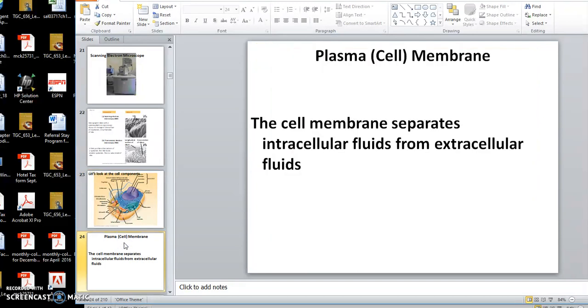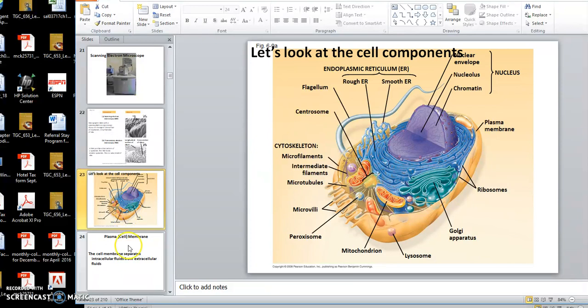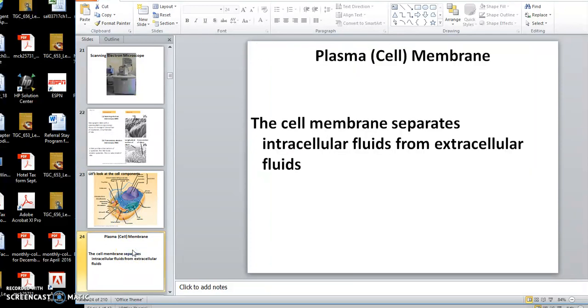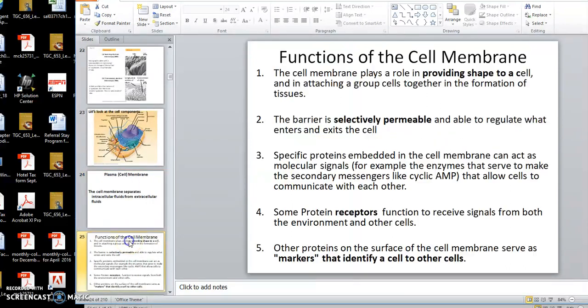The first thing we come to when we're dealing with the cell components is the cell membrane, also called the plasma membrane. In earlier times, it used to be thought, oh, it's just the boundary, but now we know it does a considerable amount of functions. One of the big functions, obviously, is that it separates the intracellular fluids from the extracellular fluids. So here are some other functions of the cell membrane besides that.